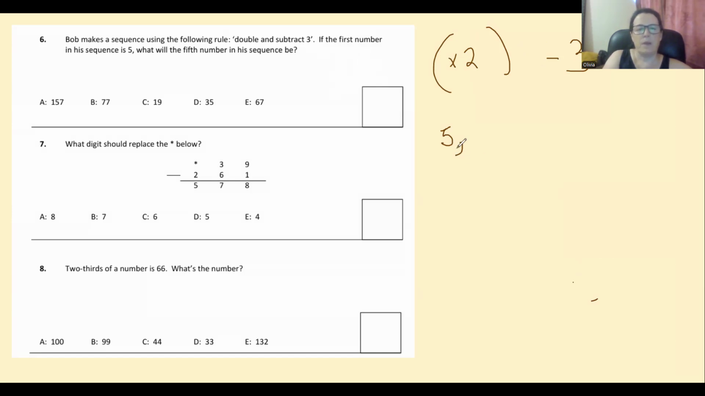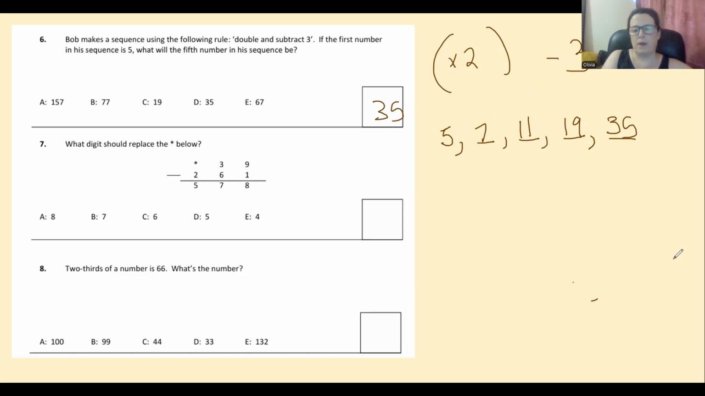Let's find out. So this is the first number, second, third, fourth, fifth. So 5. Now what we're going to do with this number, we're going to double it and take away 3. So which will be 7. Double 7, 14, take away 3, 11. Double 11, take away 3, 19. Double 19, take away 3 is 35. So the answer is 35.